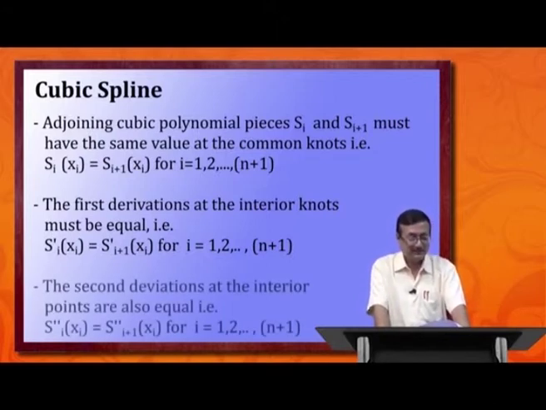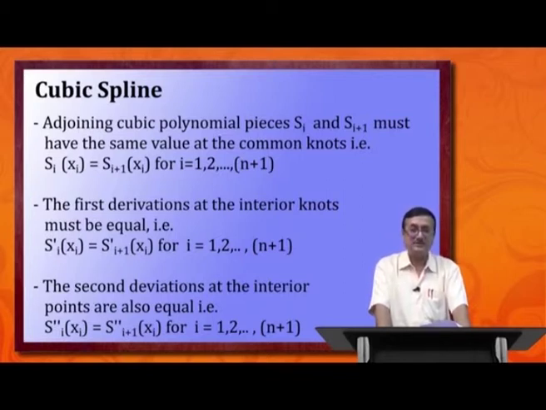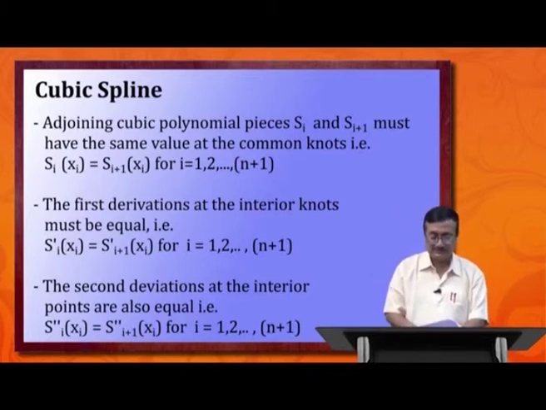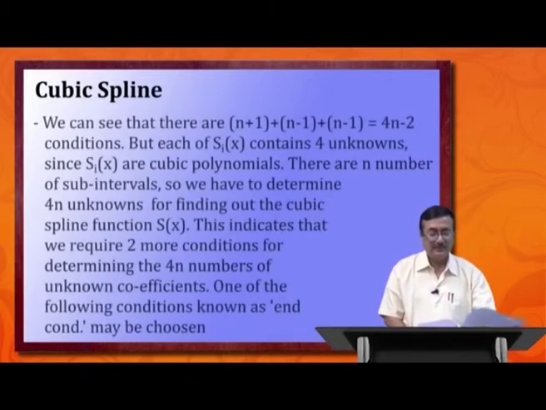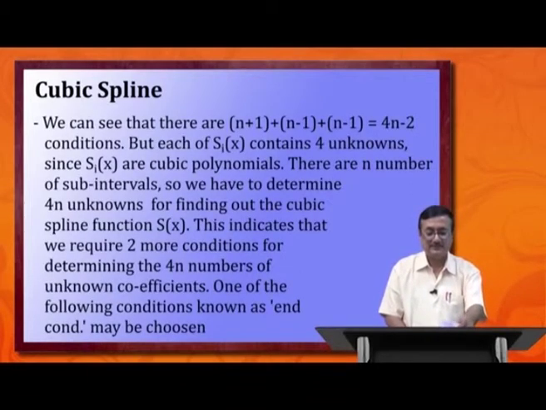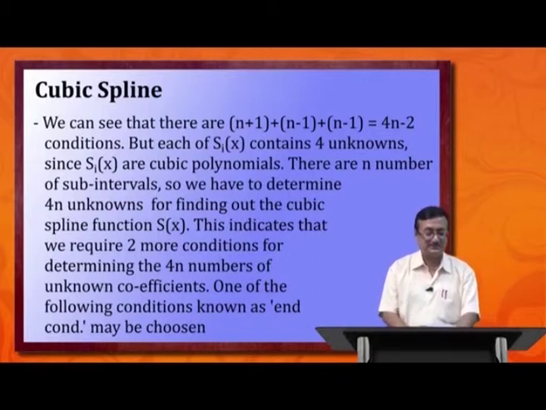And lastly, the second order derivatives also satisfy similar conditions at the interior points. Si'' at x = xi should be equal to Si+1'' at x = xi, i = 1, 2 up to n-1, that is for maintaining the curvature condition at the nodal points. There are n-1 conditions. So altogether we have n+1 plus n-1 plus n-1 plus n-1, altogether 4n-2 conditions.